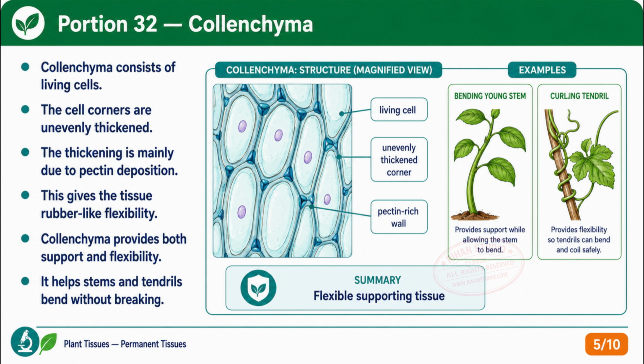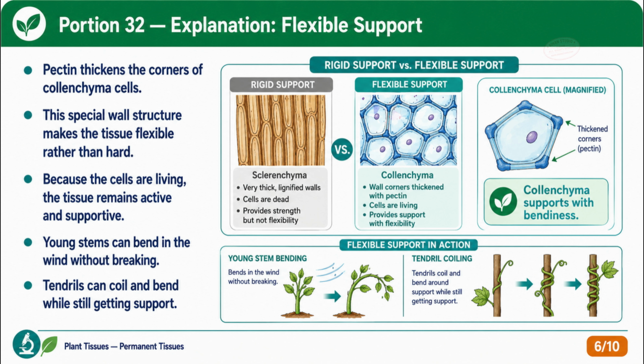Collenchyma. Collenchyma, living cells with unevenly thickened corners due to pectin deposition, which gives rubber-like flexibility. It provides support and flexibility, letting stems and tendrils bend without breaking.